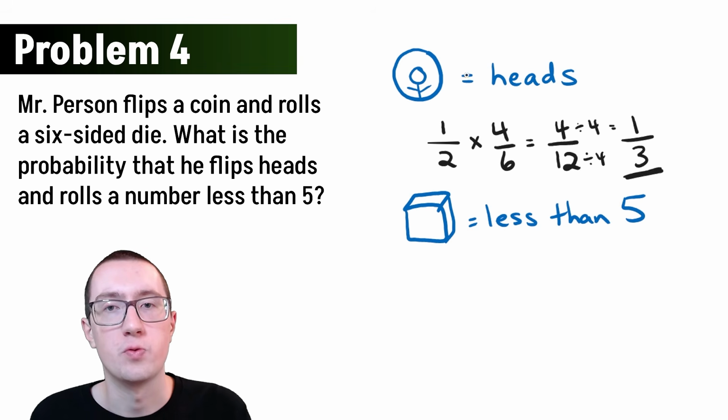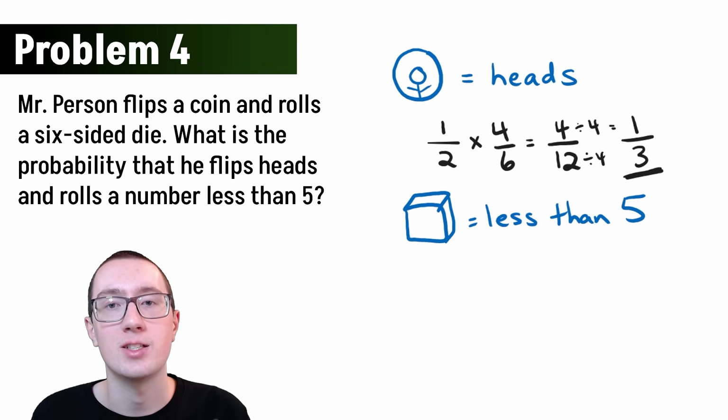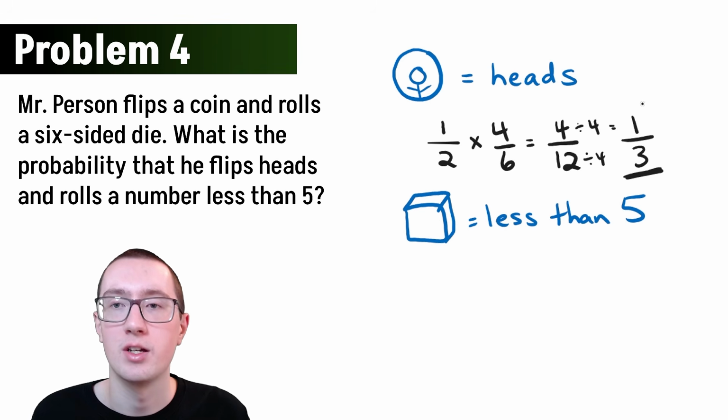So basically, if you were to flip a coin and roll a die, then the chances of both of these happening at the same time is 1 over 3. And that makes sense. It's a little bit less than the 1 over 2 for flipping the coin.